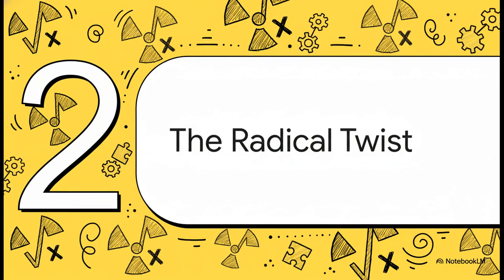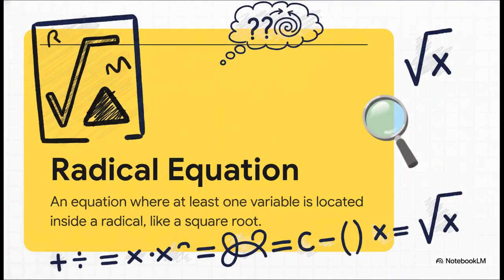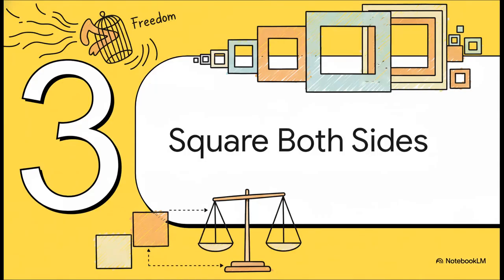Now, this brings us to a really special kind of equation, where our variable x isn't just hanging out. No, it's trapped inside one of those radical symbols. These are called radical equations. You know, something like the square root of x plus 2 equals 6. See how the variable is stuck inside that square root? This is where our story really gets going. So to free that variable, our main tool is to square both sides of the equation. And let me tell you, when this works, it is incredibly satisfying. Let's see it in action.